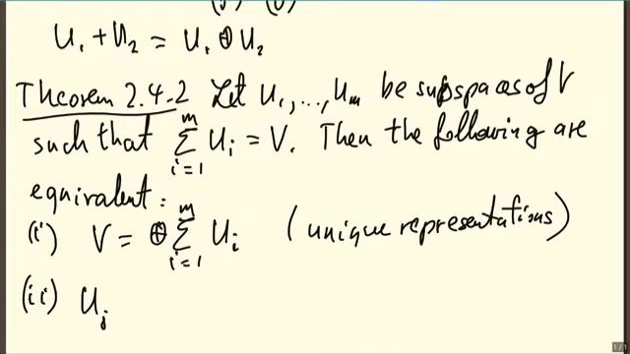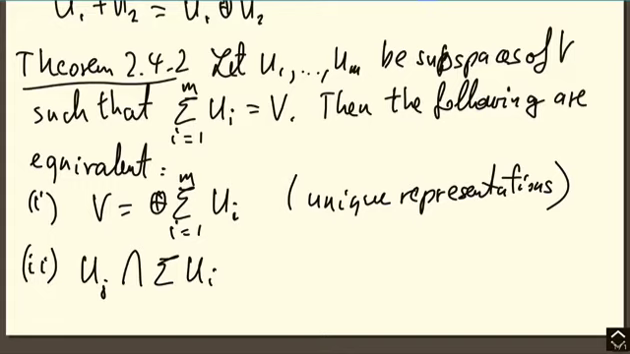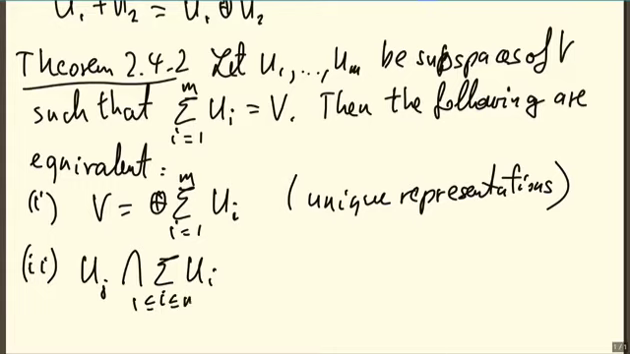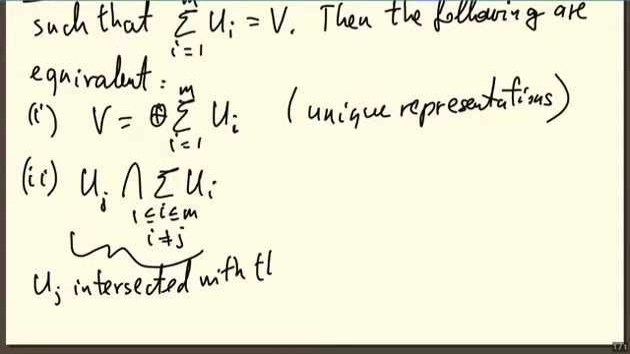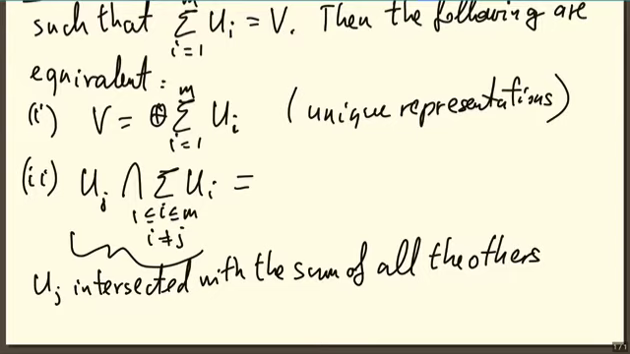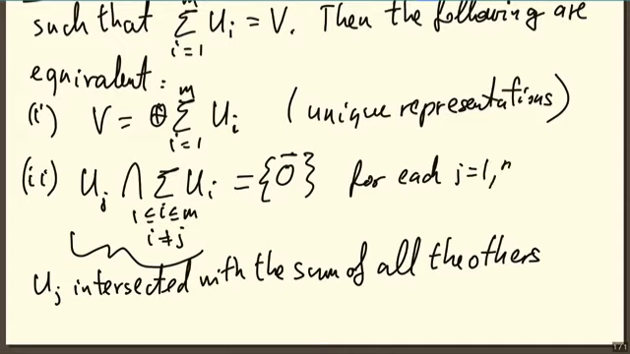It says that U sub j subspace intersected with the sum of U sub i, where i goes from 1 to m, but we exclude j from this. So that means U_j's intersection with the sum of all the others. This intersection is supposed to be not the empty set, but the set with only the zero vector. And this is supposed to be true for each j, going from 1, 2, all the way to m.